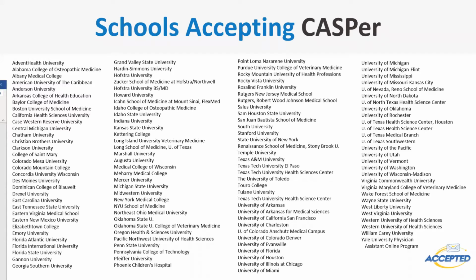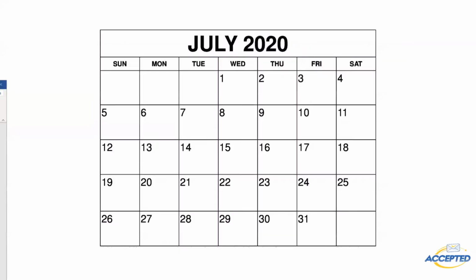Now let's talk about the timeline for secondary applications. Automatic secondaries can arrive as early as 2 or more weeks after your MCAT application is transmitted to schools. Hand-selected secondary invitations can take weeks longer for you to receive, typically 4 to 6 weeks after the application is shared with schools. It is best, if possible, to submit secondary applications 1 to 2 weeks after receiving them.